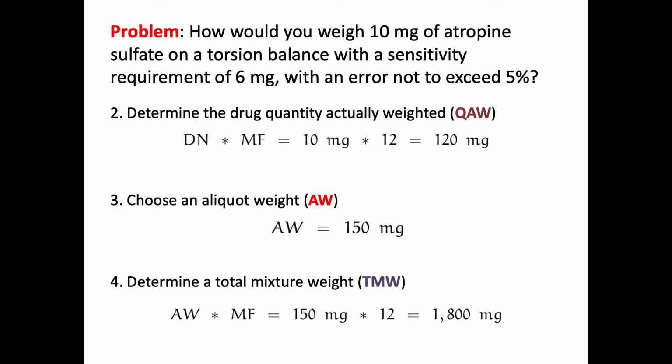The next step is to determine the quantity to actually weigh. So of the drug itself, the quantity we're actually going to weigh is determined by taking the amount we need, which we said was 10 milligrams, and multiplying it by the multiplication factor we determined, which was 12. So 10 milligrams times 12 is 120 milligrams. And that is at, in this case, our least weighable quantity, so we have no problem weighing that. The actual amount of drug to weigh is 120 milligrams.